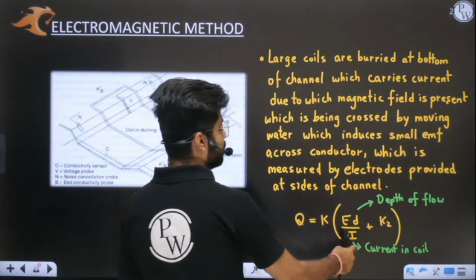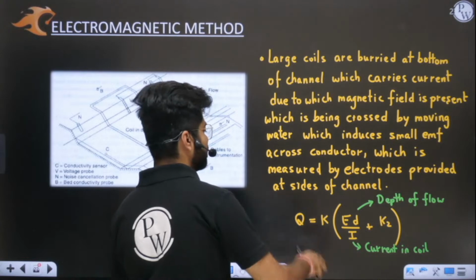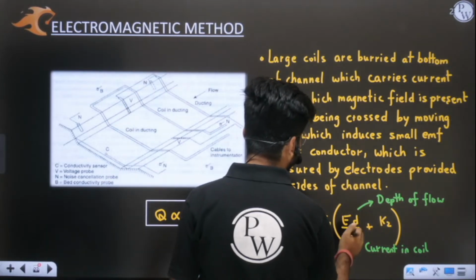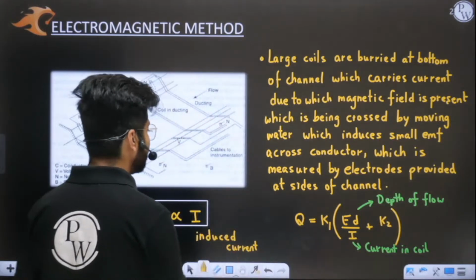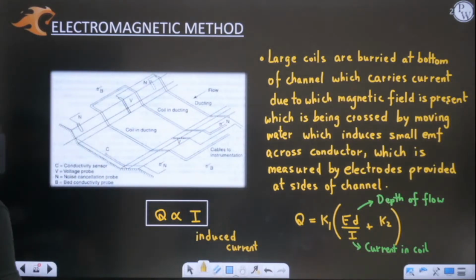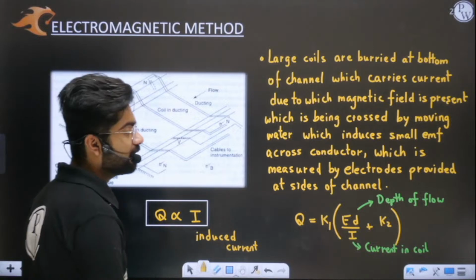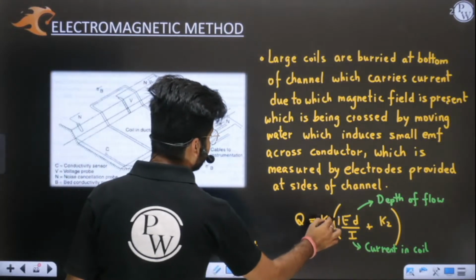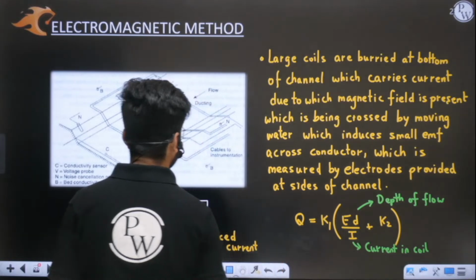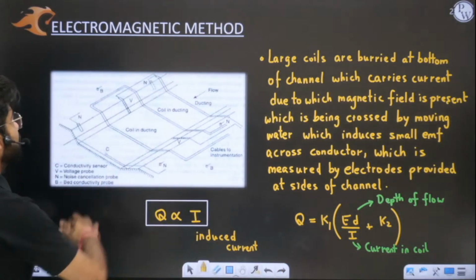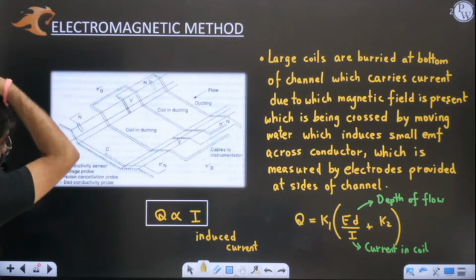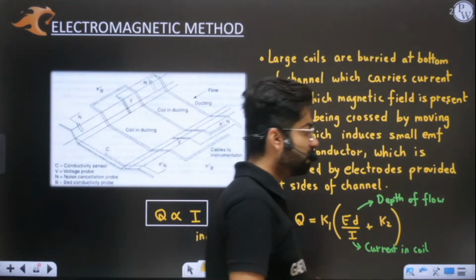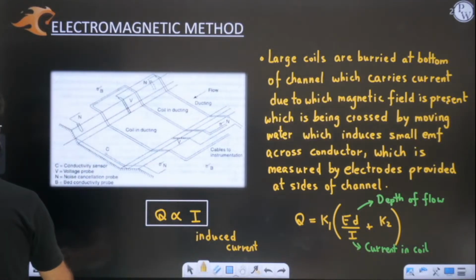Now let us say whatever current is there in the coil initially, and whatever depth of flow is there, you will write the values of constants K1 and K2 after calibration. You will put the value of E. The more the induced EMF, the more the discharge; this we have already discussed. With the help of this, see, this is a very costly method, obviously, you all can understand. So obviously we will not use this one. So this is your electromagnetic method.